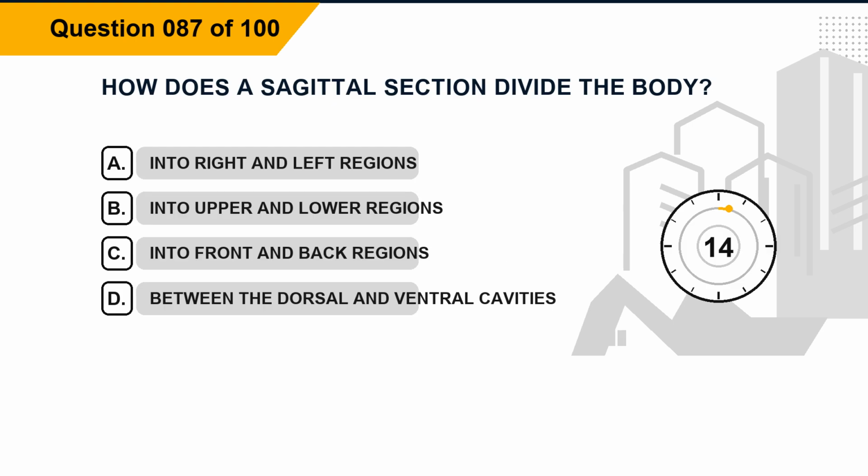The described tall cells are consistent with columnar epithelium in the stomach lining. Question 87. How does a sagittal section divide the body? Option A, into right and left regions.